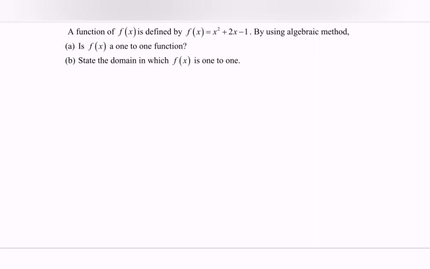A function f(x) is defined by the situation. Here we have f(x) equals x squared plus 2x minus 1. By using the algebraic method, is f(x) a one-to-one function?